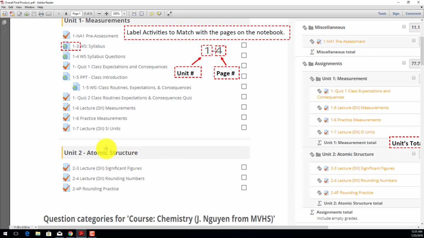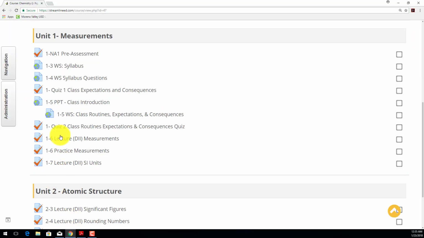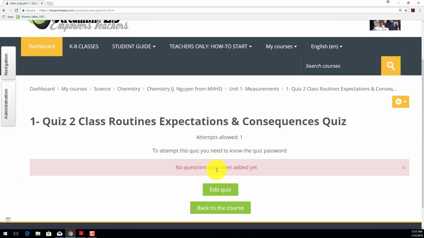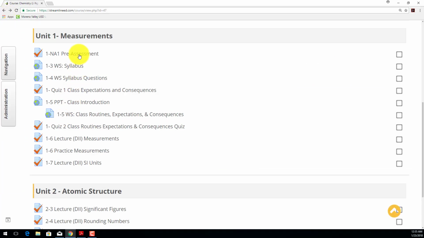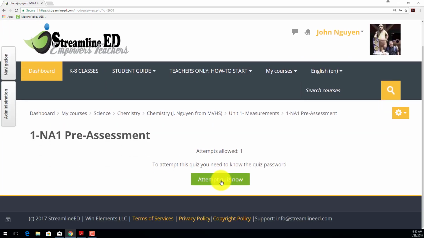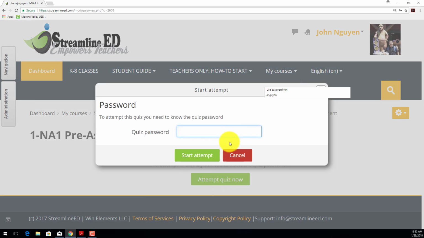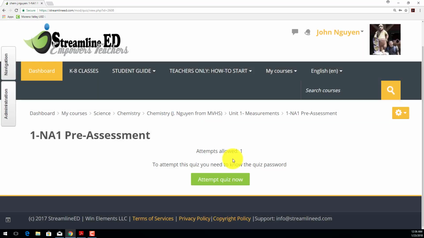And then we have this little check right here. These are practices. Think of them like tests and quizzes. What makes this special is that if I go over here and click on it, I haven't added a question to it, but let me show you what it looks like if one has a question. Probably my pre-assessment has a question. If I click on it, I put a password on it so students cannot access it at all until you give them permission. I will show you how to do that later.